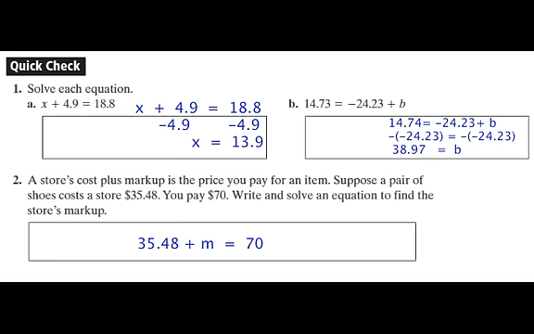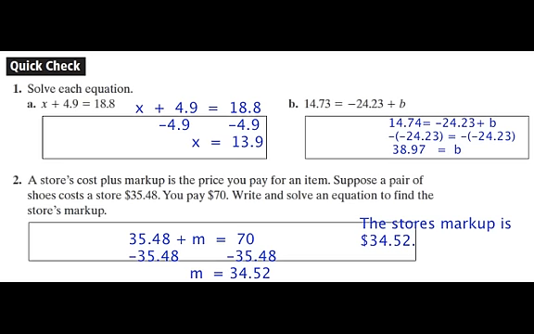To solve this equation, we're going to subtract 35.48 from both sides of the equation. On the left-hand side, they cancel each other out. On the right-hand side, you have 70 minus 35.48, which is 34.52. So to answer the question, what is the store's markup? The store's markup is $34.52.